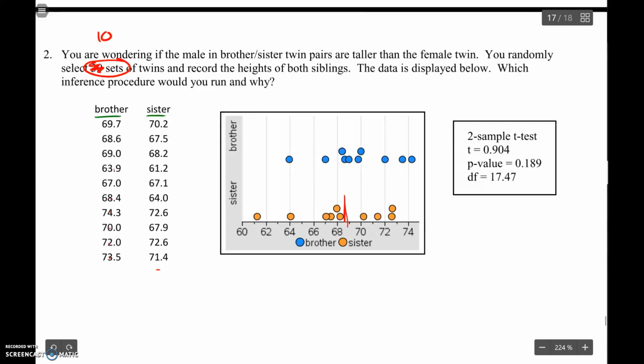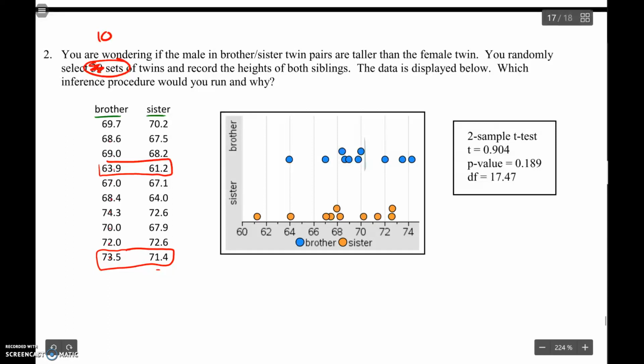Looks like the boys are maybe a little bit taller, but if I was just looking at this graph, I would say that's not a significant difference. But this graph isn't taking into account the pairing. The fact that the tall brother has a tall sister because of genetics, and the short brother has a short sister. This has all that variability in all the different heights. The reason we do a matched pairs design is to reduce that variability.